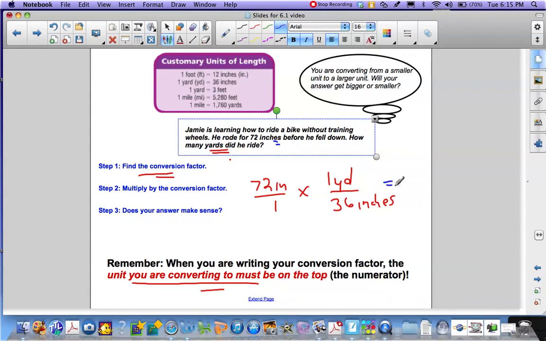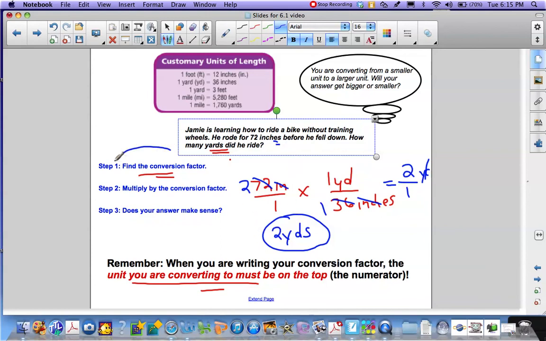Okay, now you might see here I can, again, I can cancel out the inches, divide them out, but I'm going to reduce these numbers too. Okay, now I can do numerator times numerator, denominator times denominator, and my final answer is 2 yards. Let's think, does that make sense? Okay, he rode 72 inches. I know there's 12 inches in a foot. Okay, so that's 6 feet. 3 feet in a yard, so 2 yards looks good.